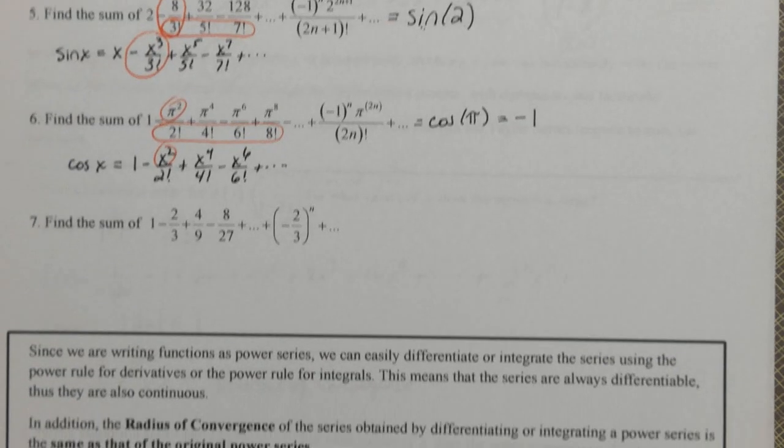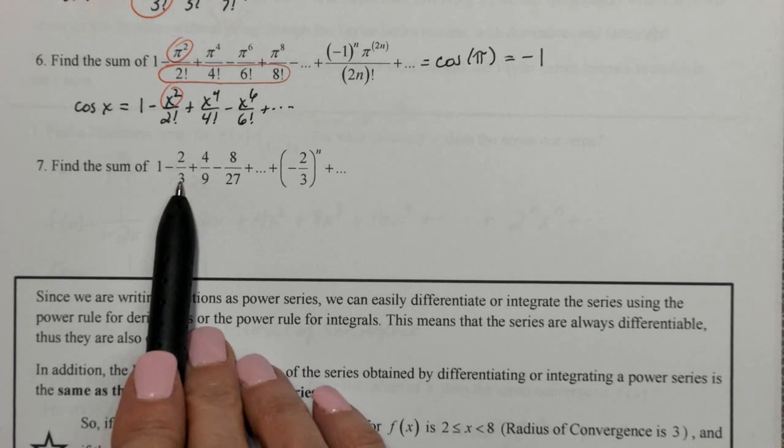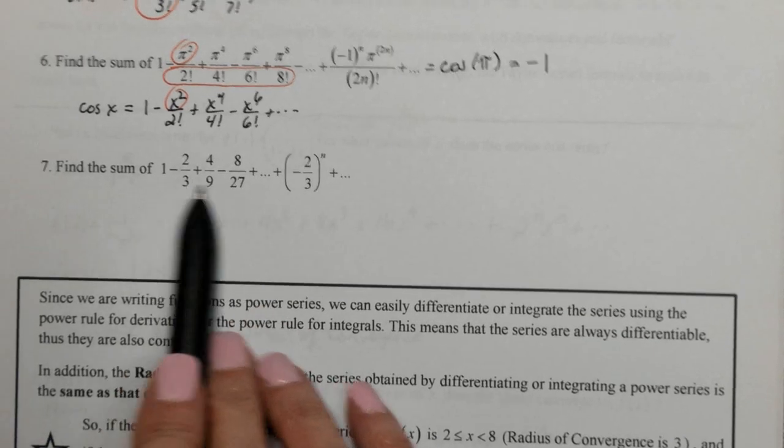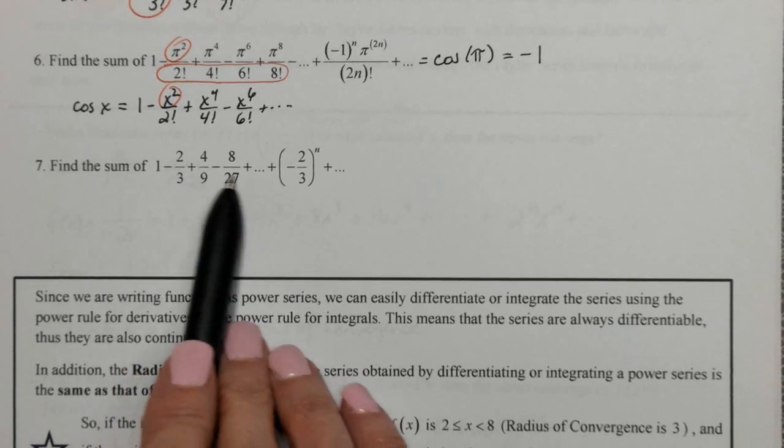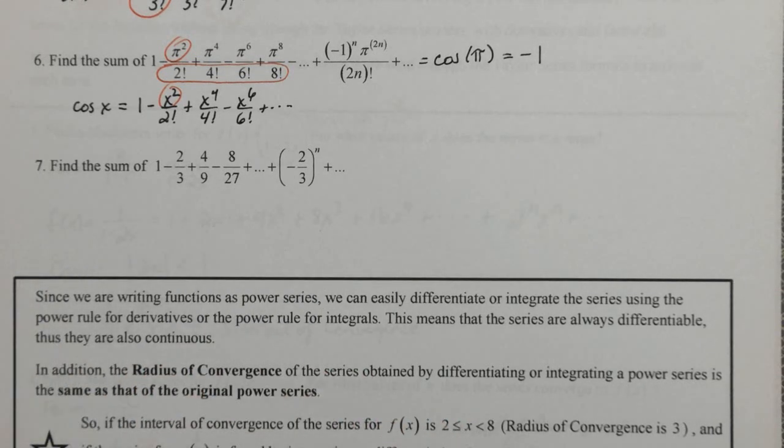Number 7. This is not a Maclaurin. Well, yeah, I could think of it as a Maclaurin, but it's not. There are no factorials down here. No factorials. So I'm not looking at sine, cosine, e. I'm not looking at those. I'm looking at a geometric sum. This is a geometric sum.